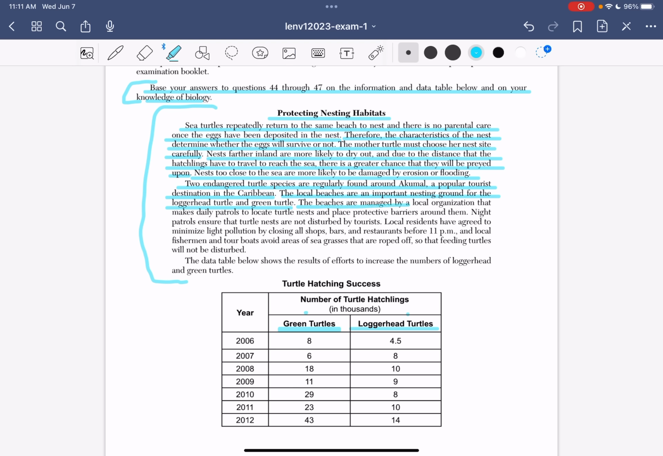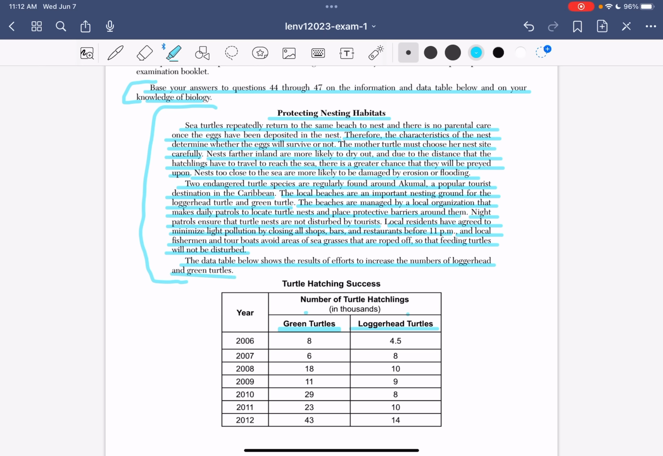The beaches are managed by a local organization that makes daily patrols to locate turtle nests and place protective barriers around them. Night patrols ensure that turtle nests are not disturbed by tourists. Local residents have agreed to minimize light pollution by closing all shops, bars, and restaurants before 11 p.m. And local fishermen and tour boats avoid areas of seagrasses that are roped off so that feeding turtles will not be disturbed. The data table below shows the results of efforts to increase the numbers of loggerhead and green turtles.